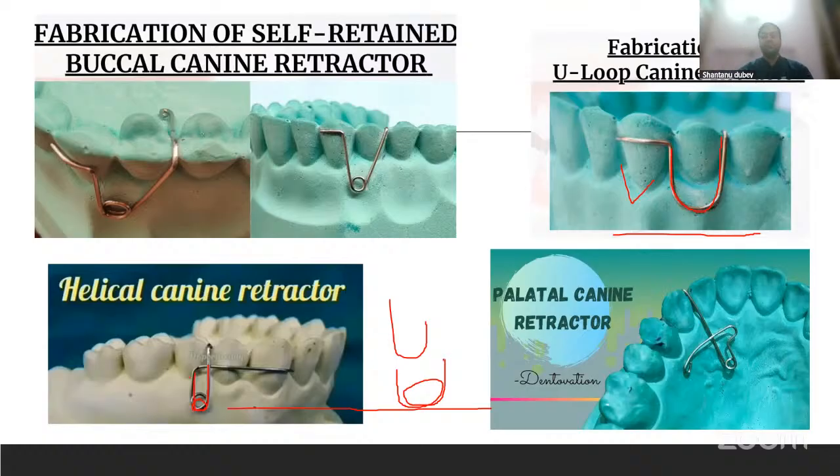Now, that means to apply the same force, you'll have to bend this very, very much as compared to this. This will easily apply the same. And hence the force will be low, continuous.